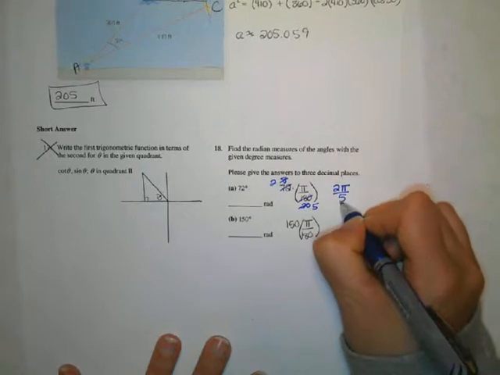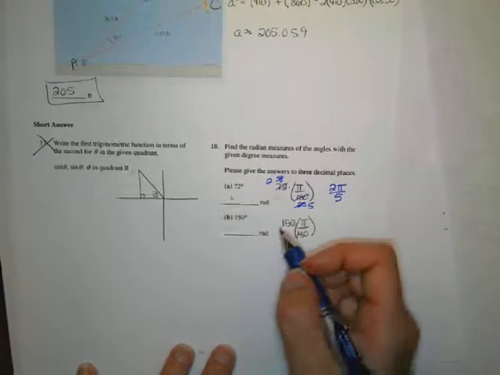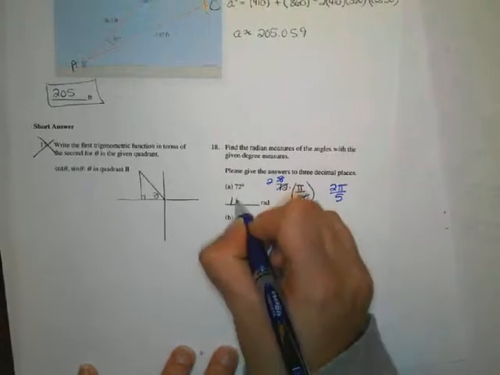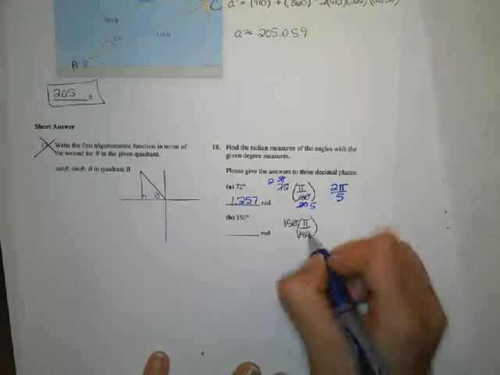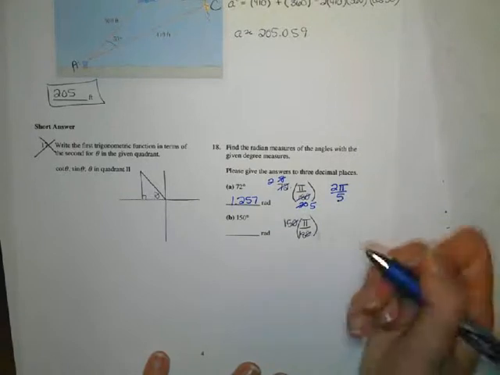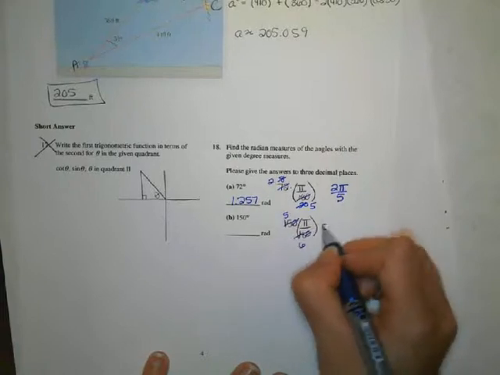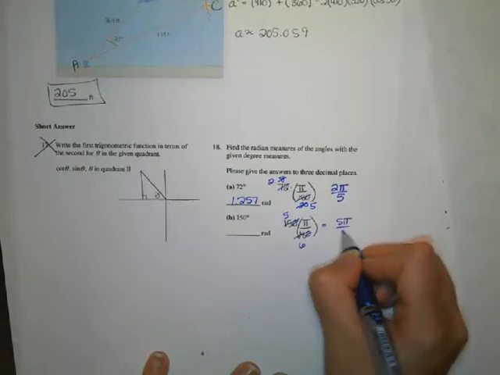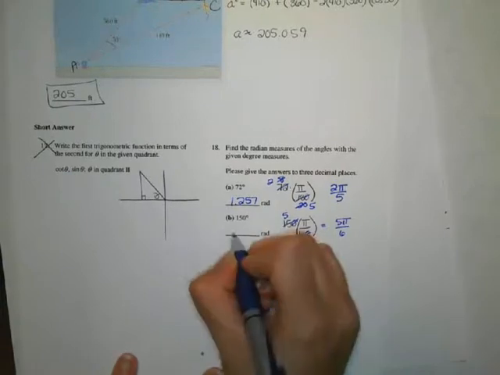Now, if I actually plug this in and get decimal places, it would be 1.257 radians. Same thing here: if I cross the zeros off, divide by 3, then you get 5, divide by 3 and you get 6, so I would have 5 pi over 6. And then if I plug that into a calculator, I would get 2.618 radians.